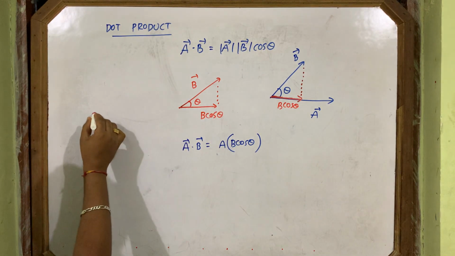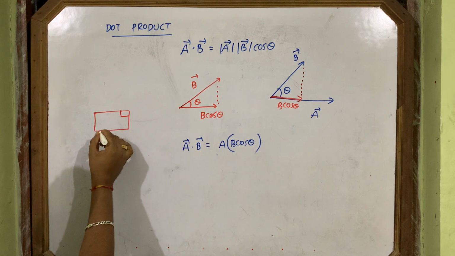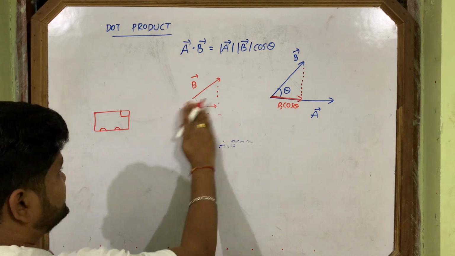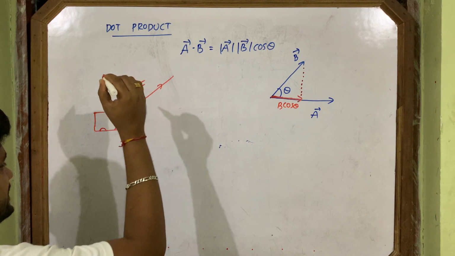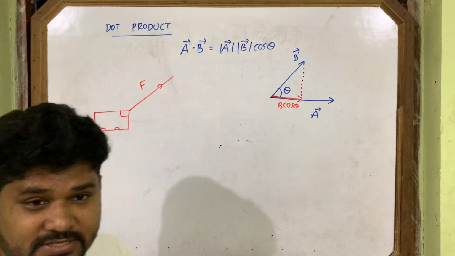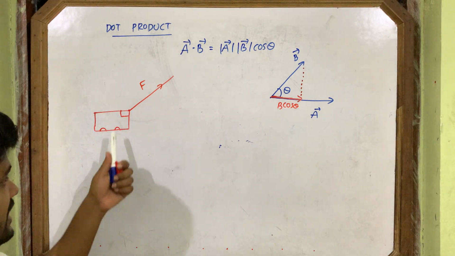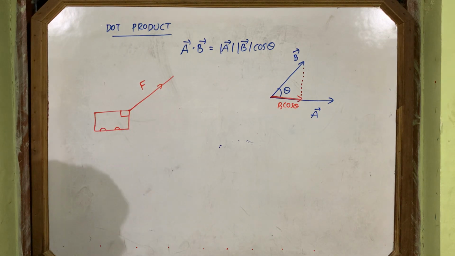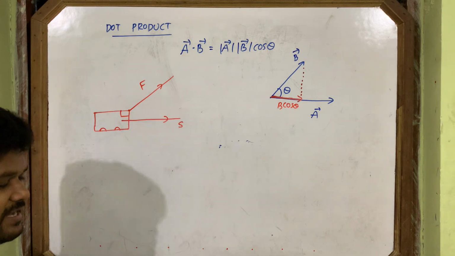So suppose here is a toy car, a toy bus, and one small child is pulling the bus in this direction by the help of a thread. I think you might have done this in your childhood. You tie the bus by the help of a string, and you now pull it in that direction. But the bus is going like this.